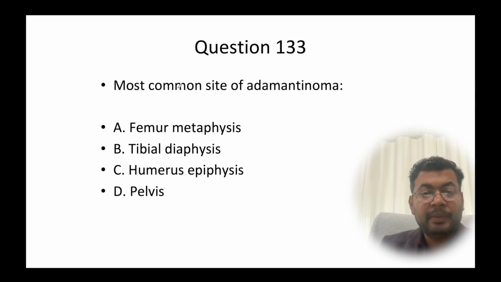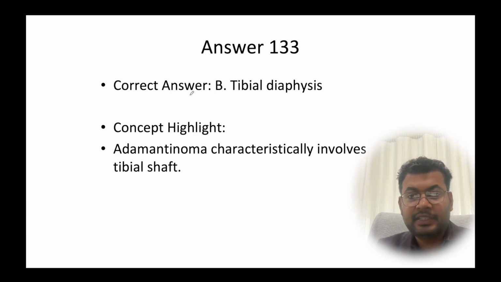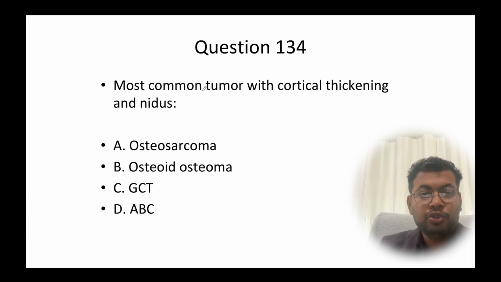Most common site of adamantinoma, we already know, tibia and diaphyseal. So the answer is B, tibia diaphyseal. Most common tumor with cortical thickening, not thinning, and nidus. So the nidus is seen in osteoid osteoma. Answer is B.